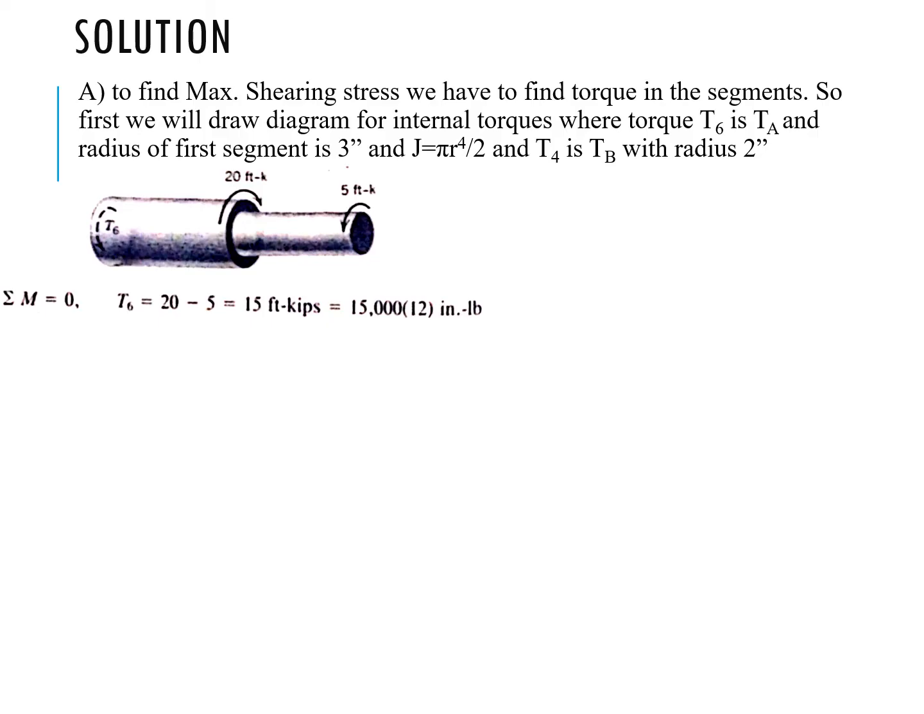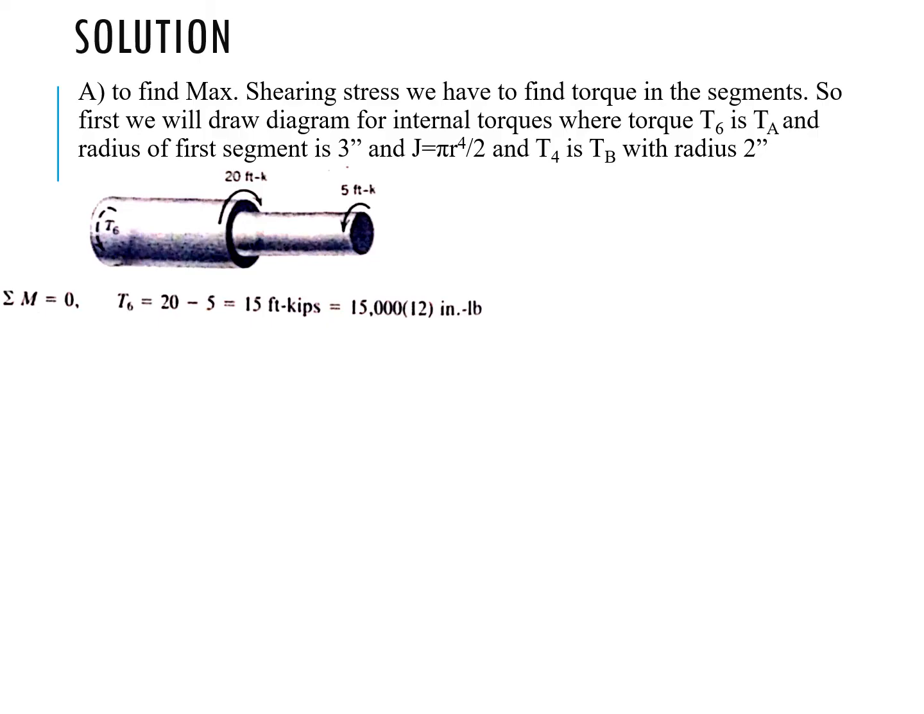So if we take T6 as counterclockwise positive, then there are two other torques, 20 and 5. So the T6 is the resultant torque due to 20 and 5. They are in opposite direction, so 20 minus 5 gives 15 foot kilo pounds, or 15,000 times 12 inch pounds. This torque starts from point A and till point B this torque remains constant.